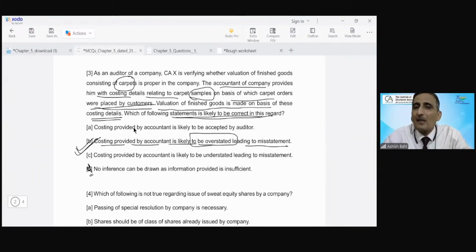Costing provided by accountant is likely to be accepted by auditor? No, because it pertains to samples, and samples do not have the same cost as routine product manufacturing cost. Costing provided by accountant is likely to be understated? This is wrong because samples have higher cost. D is wrong. So B is correct. Okay.